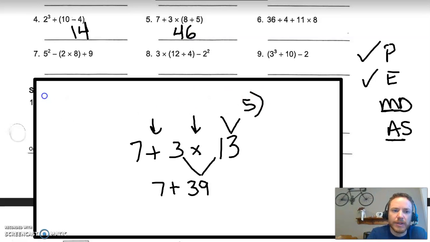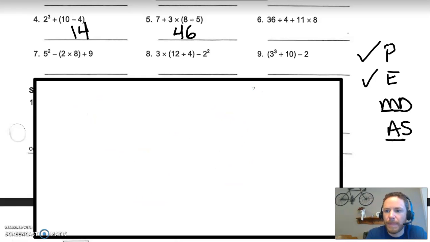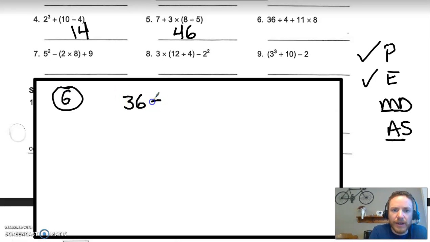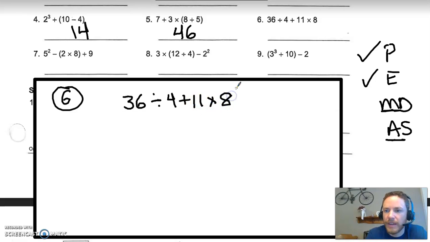Let's go ahead and clear my board and solve number 6. Number 6 is 36 divided by 4 plus 11 times 8. And this one does not have any parentheses or any exponents, so I'm going to check those off. But I do have division, addition, and multiplication. And I'm just going to decide right now that what I'm going to do last is add. So what I'm not going to do is 4 plus 11. I need to multiply and divide before I add and subtract.